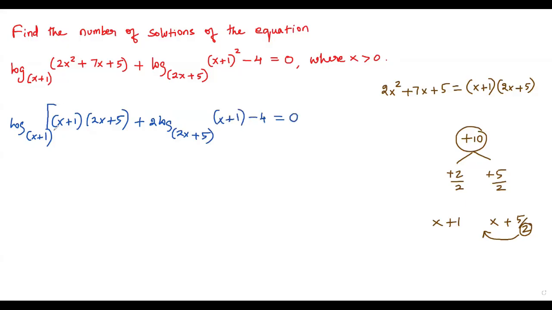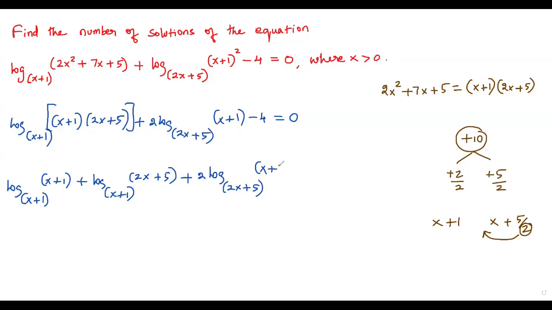Okay, now let me consider the argument of the first logarithm. Here we have a product of two terms, x + 1 and 2x + 5. Here I can use the product rule of logarithm. Whenever the argument is a product of two terms, I can take the logarithm of each term and add the logarithms. That is log base x+1 of (x + 1) + log base x+1 of (2x + 5) + 2 times log base 2x+5 of (x + 1) − 4 = 0.